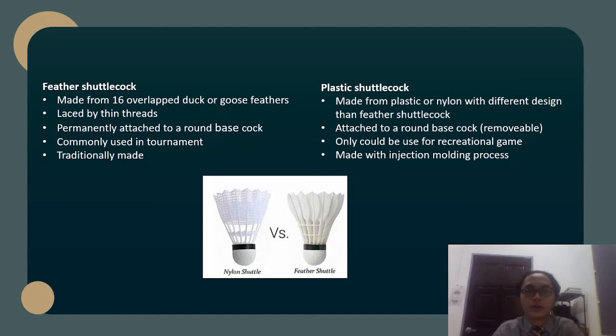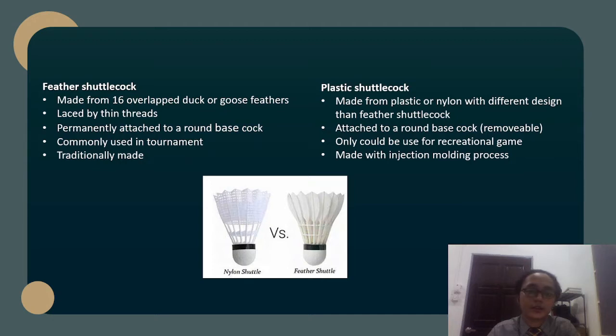In overview, a feather shuttlecock is made of 16 overlaid ducks' or geese's feathers, laced by thin threads around the shuttlecock, and the cork is permanently attached at the end of the head of the shuttle. The feather is traditionally made, where the process needs labor to plug the feathers into the shuttle and stabilize the performance itself. The feather is commonly used in tournaments until now.